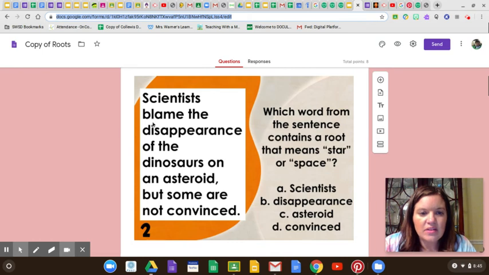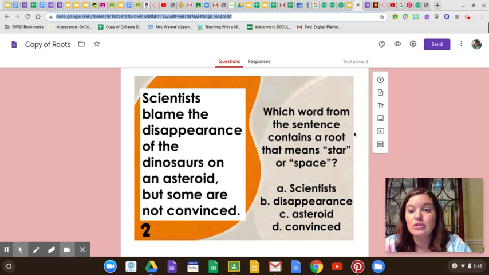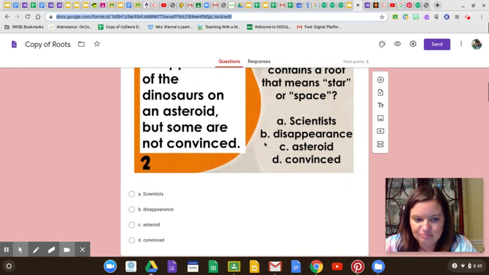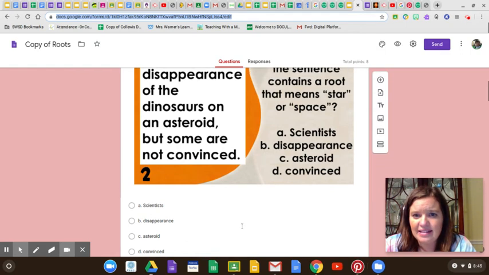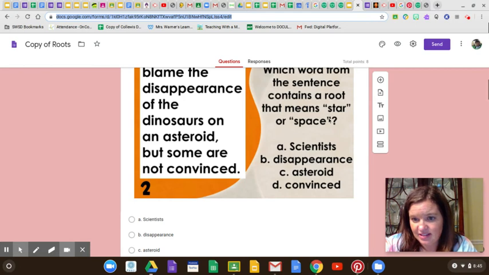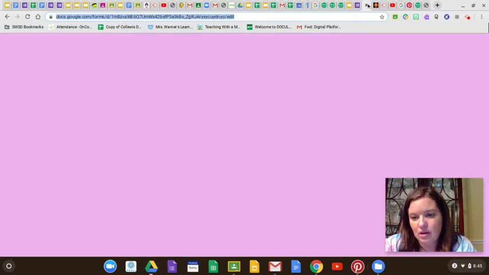The scientists blame the disappearance of the dinosaurs on an asteroid, but some are not convinced. Which word from the sentence contains... choosing the word from down here that has the root that means whatever it is it's saying up here. The second one, they're both 8 questions, so they're pretty quick, and they're multiple choice.